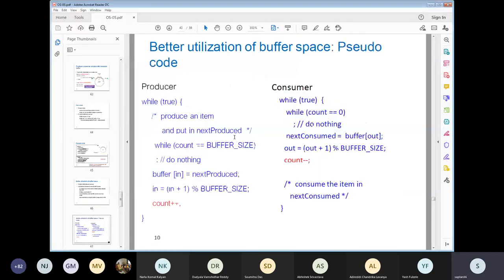This is now the code. So again, count and buffer are shared memories, right? And in and out has to be maintained, because otherwise the producer doesn't know where to put the next item, and the consumer doesn't know from where to read the next item. But now, we are not using in and out to understand if the buffer is full or not. Rather, we are just checking this or this. So as simple as that.